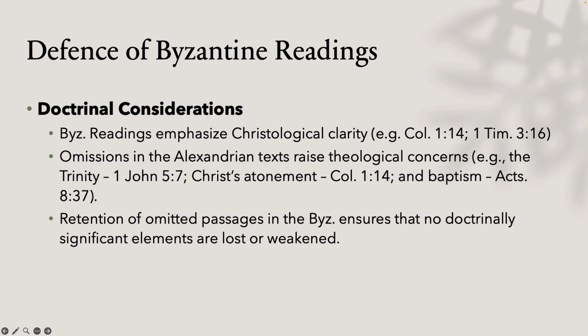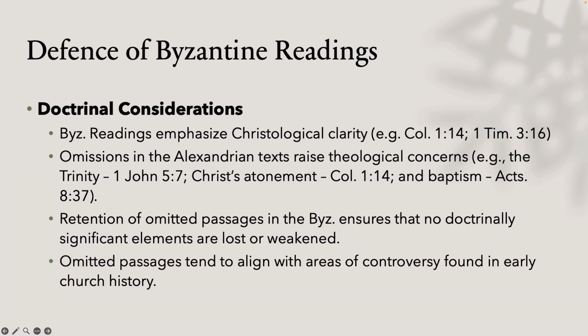And then we also have that so many of the omitted passages in the Alexandrian manuscripts align with areas of controversy that the early Christians had to deal with. And we can look at that historically, we can find that. And so that, again, raises concerns. What theological motivations have influenced these manuscripts? And so again, the seeker-sensitive habit of the Alexandrian text. Yeah.